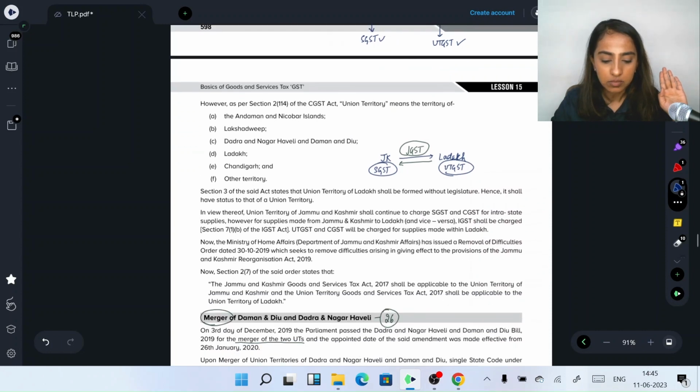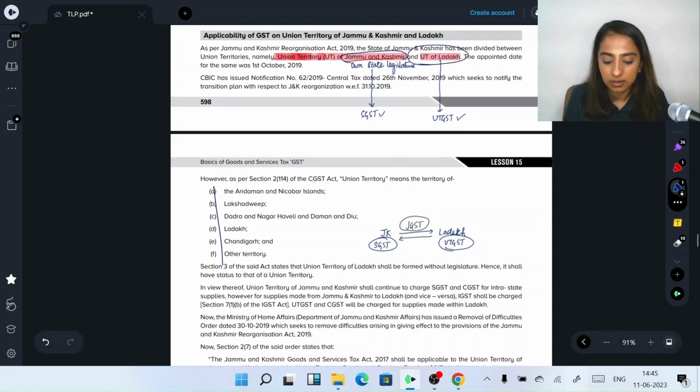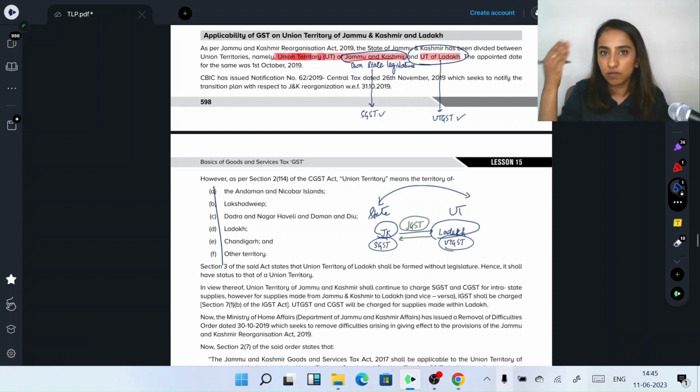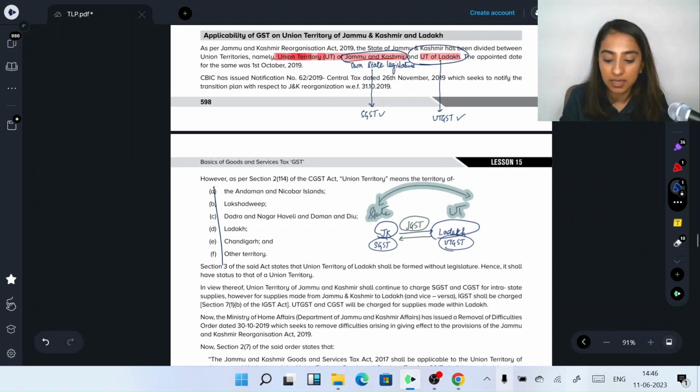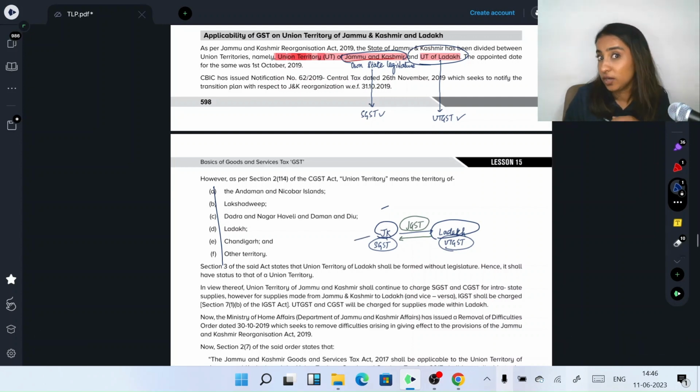Next, again same, what was given above. Now let's say there's a supply from Jammu and Kashmir to Ladakh. What will they apply? See here, Jammu and Kashmir will be considered as a state, right? And Ladakh will be considered as a union territory. So there's a movement of goods or services from one state to another union territory, or one union territory to another state. Hence this will be chargeable under IGST. Are we right? Only if it is within the territory, it will be intrastate. If it is beyond the territory of Jammu and Kashmir, it will be a what?